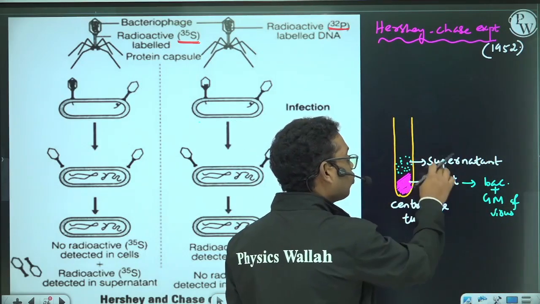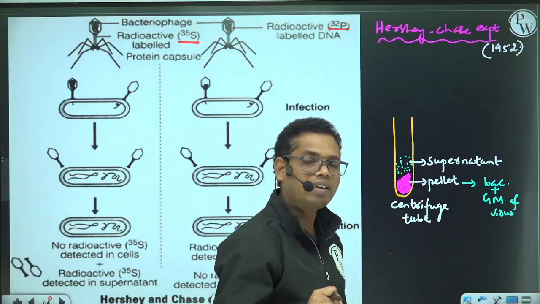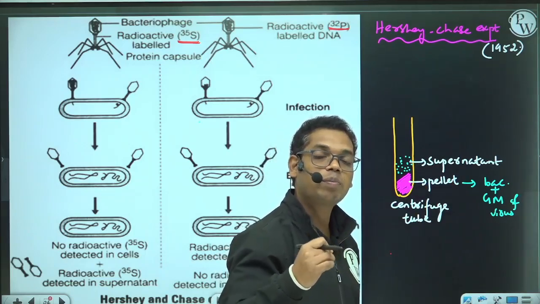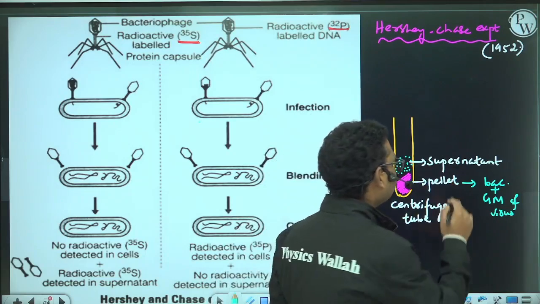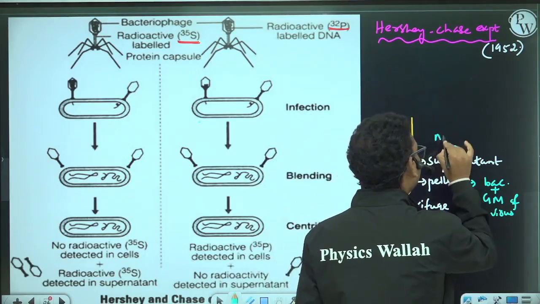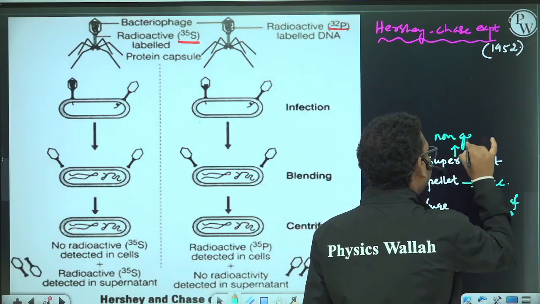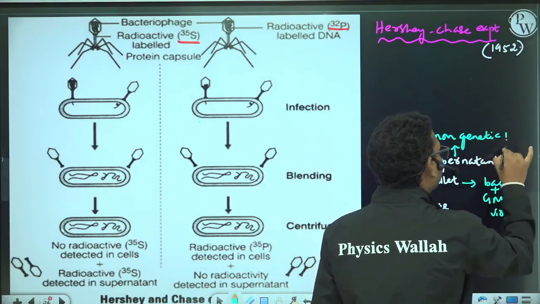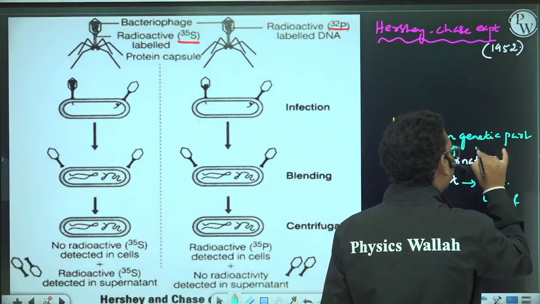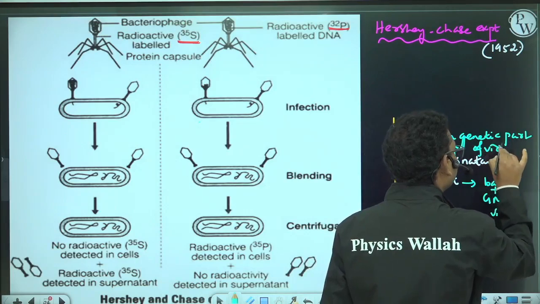Okay, so what about the supernatant? The supernatant will contain the non-genetic part of the virus.